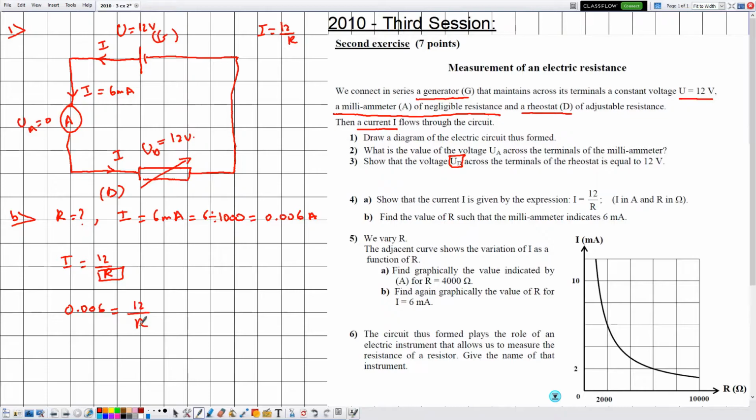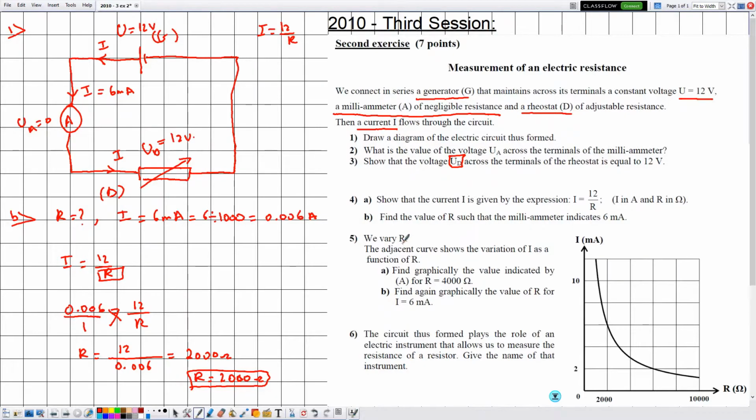So how do we solve this equation? We put R on one side and all the other numbers on the other side. So here we divide by 1 and we crisscross. Then R is equal to 12 divided by 0.006. Now plugging this fraction on the calculator will give us 2000 ohms. Then the value of R is equal to 2000 ohms in this case. Okay, so this is it for part B.